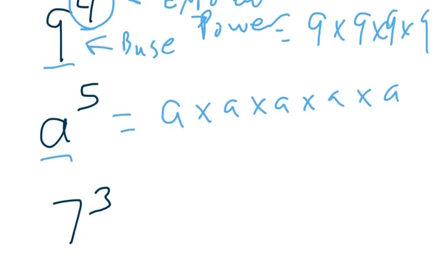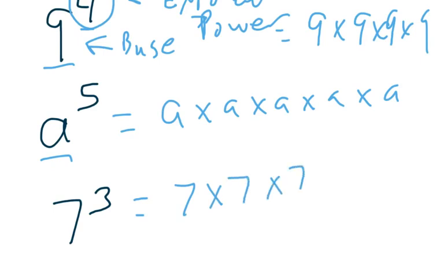And so ask yourself this question now. How many times would you have to write a 7? I'll give you a second. So right now, you should have said you had to write 7 how many times? And hopefully you're saying 3. So this one would look like 7 times 7 times 7.